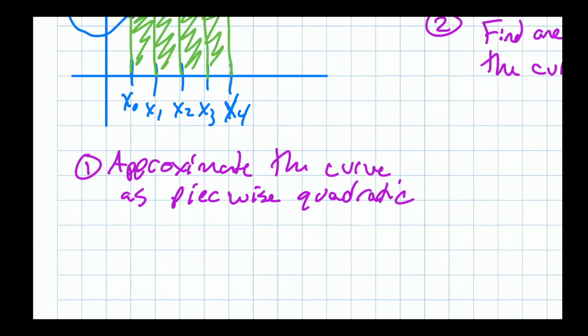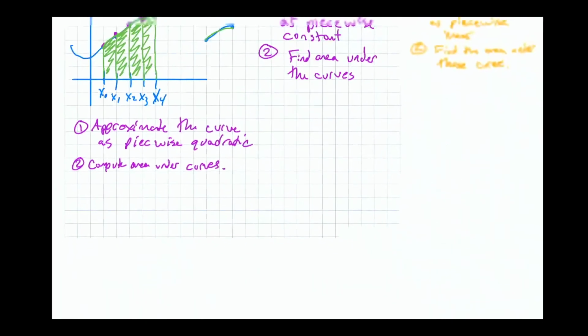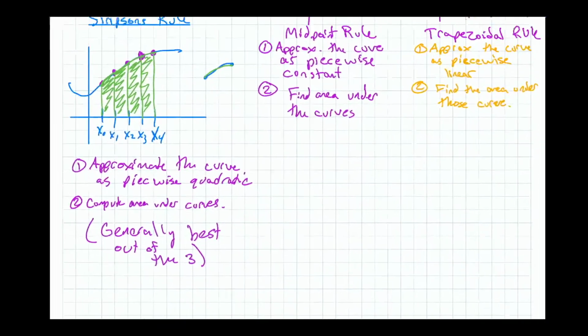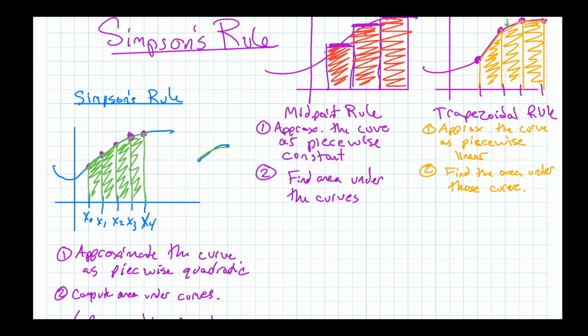So when you approximate the curve as piecewise quadratic, and then you compute the area under the curves, this is generally going to do a better job. It's generally the best out of these three methods because it's approximating the function with a more complicated type of thing.